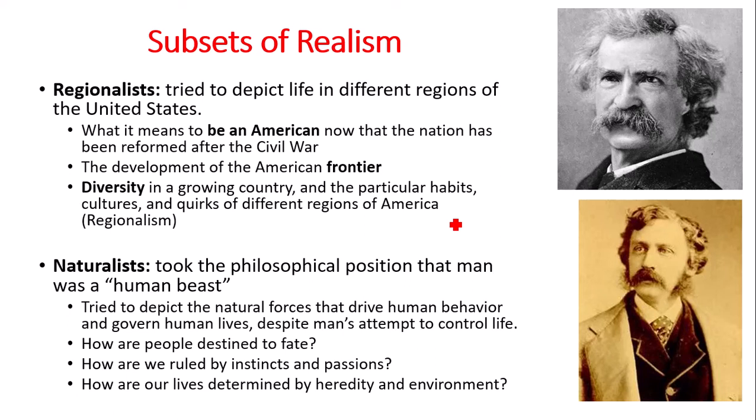How are we like beasts? How are we ruled by instincts and passions? How are our lives determined by heredity and environment? So these are some questions that are driving some of the authors. So books like The Red Badge of Courage would be a good example, looking at someone who may not be able to avoid fate because of things like heredity, environment, where they're born, all of those types of things.